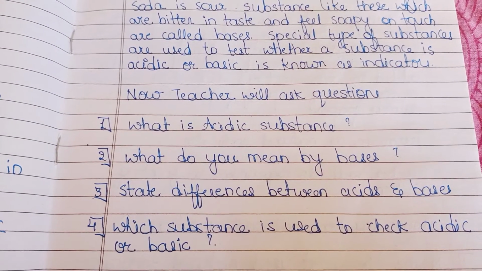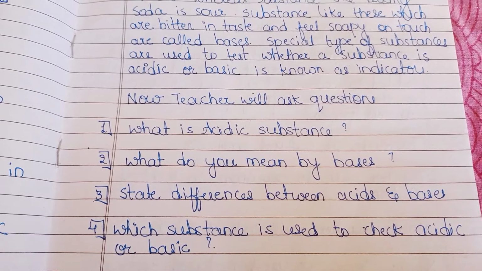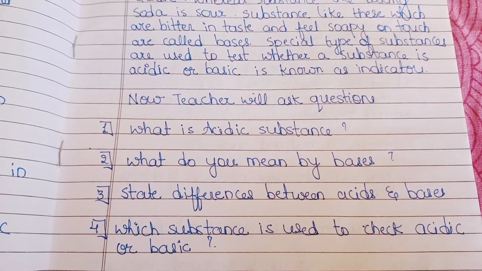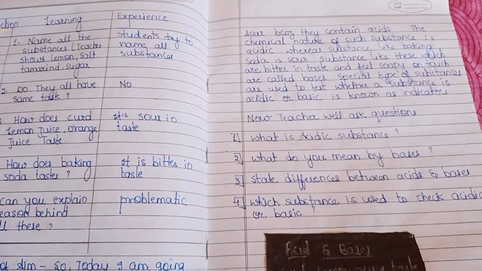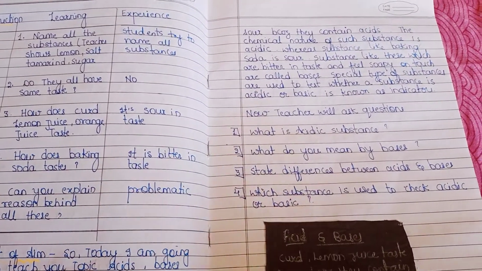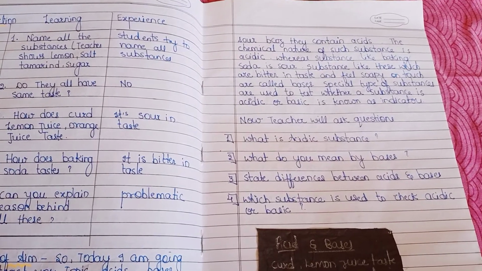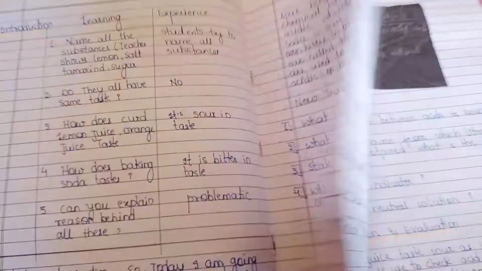What is an acidic substance? Second would be, what do you mean by bases? Third would be, state differences between acid and bases. And fourth would be, which substance is used to check acidic or basic. So like this we can make our lesson plan. We have to teach all our topic very nicely to students, and after that we have to ask questions also, like 4 to 5 questions we can ask to students.